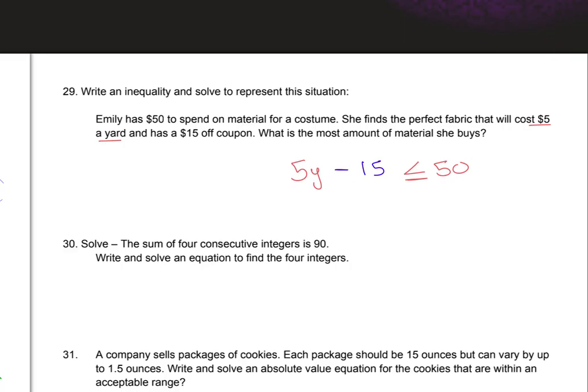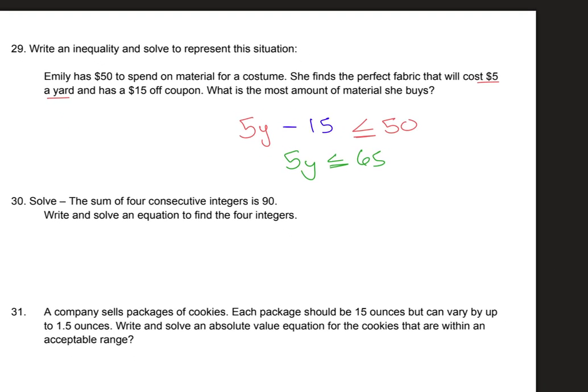And if you're a little confused on why, this is how much she's buying, and once she's found how many yards she wants, like let's say she buys 10 yards, that's 50 bucks. And then she subtracts 15 because she has a coupon. Is that less than 50? Then cool, she can buy 10, right? And the reason I did that is just to walk it out so you can go, oh, I understand that I have set it up correctly. Divide both sides by 5. She can buy 13 yards or less.